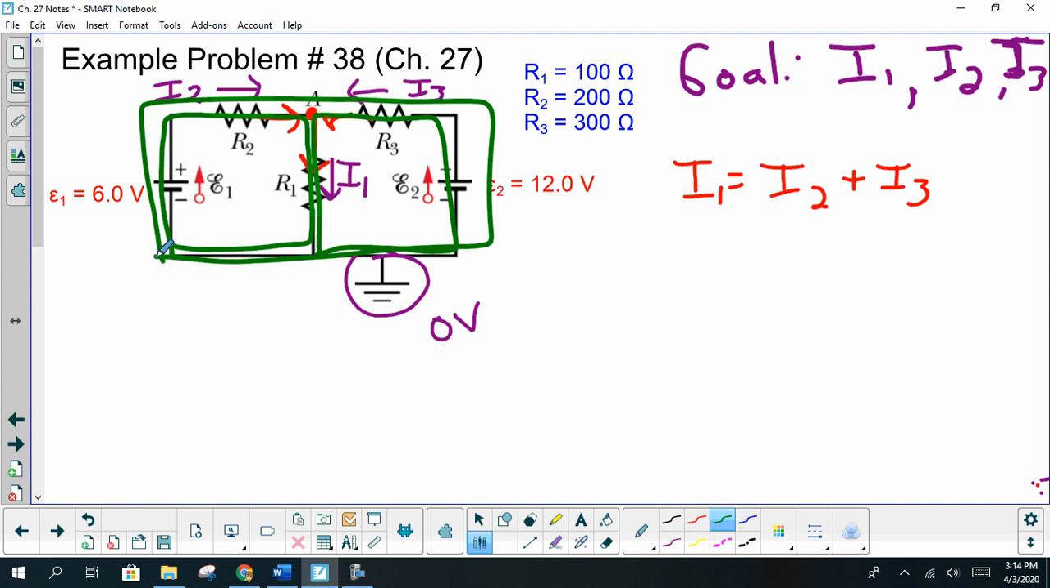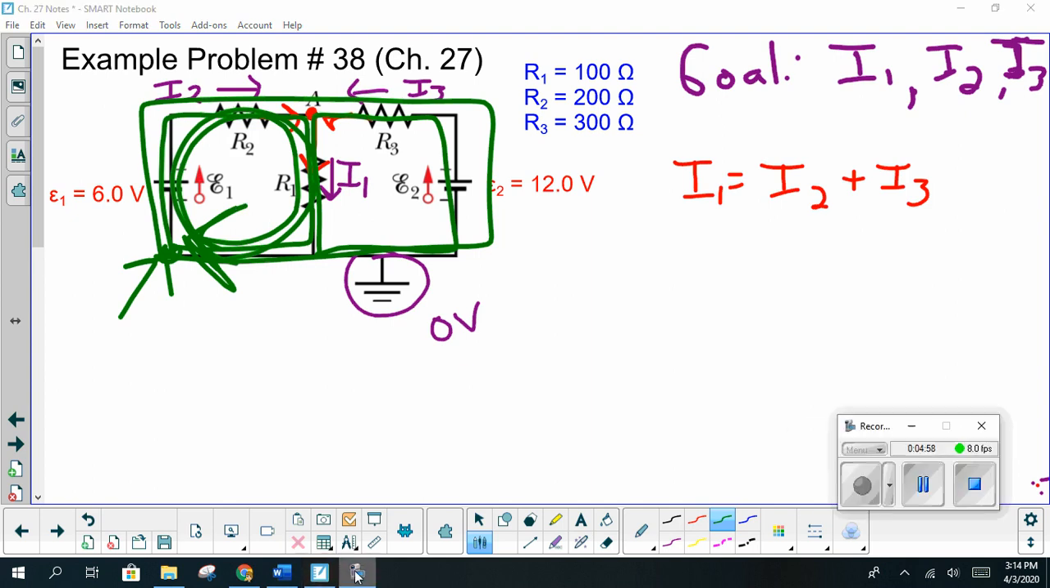Okay. So what you're going to do, let's start with our left-hand loop. We're going to go around that loop clockwise, and I'd like you to start at this corner right here. Write that loop rule. Again, if you don't know how to do a loop rule, go back to the previous video and learn how to do the loop rule, and then join us again. So take a moment and try that for just that left-hand loop.